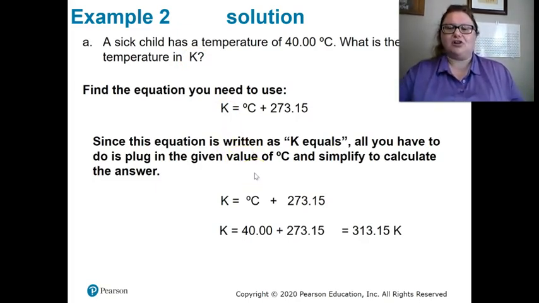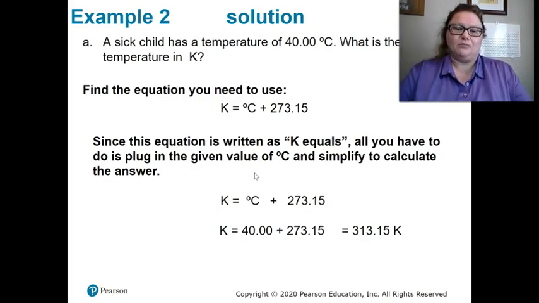Next, I want to see you plug in the values from that problem. So in this case, we were given Celsius as 40.00 degrees. So here we've plugged it in for that C. See how it lines up? That's how you want to show your work. And then this other part of the formula, the adding of the 273.15, just gets dropped down. Then we're going to solve the problem. So simplifying this by adding, we're going to get our final answer as 313.15 Kelvin.